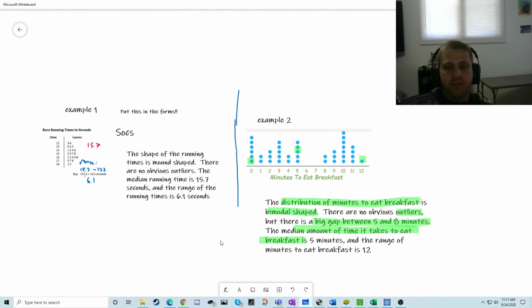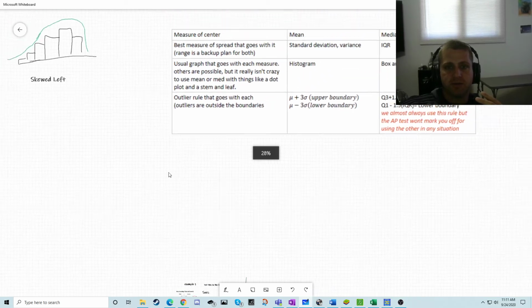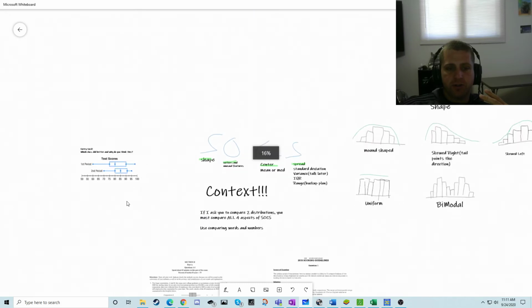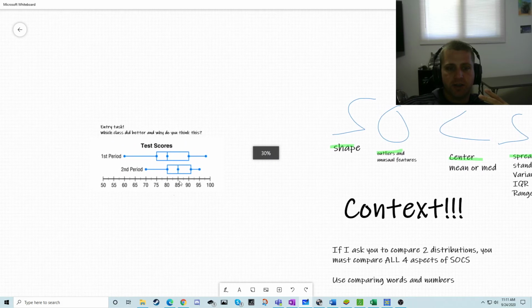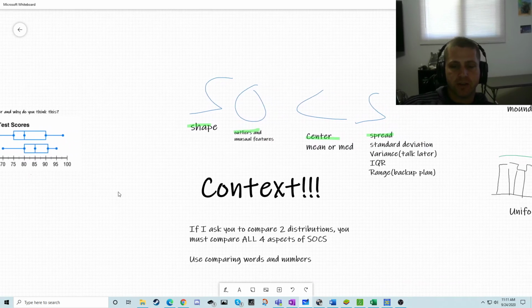I have not done a comparison example. I may add one in later, but all that matters with comparing is that if I am comparing two dot plots or something, they must have the same scale, and you use comparing words. If I'm comparing these two box plots, if I was doing center, like I said before, second period has a test score of 85, which is higher, comparing word, than first period, which is 80.